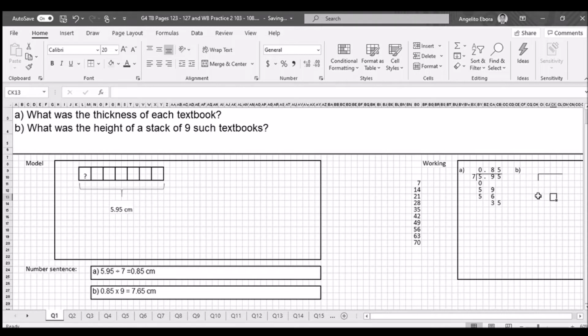So letter B is multiplication. So we have 0.85 times 9. So 0.85, where's the decimal? 5 times 9.